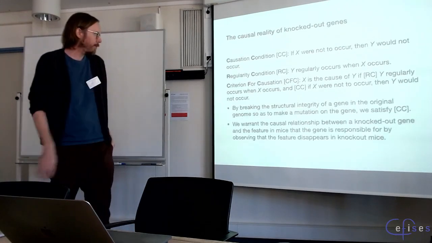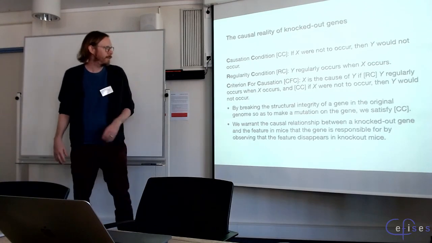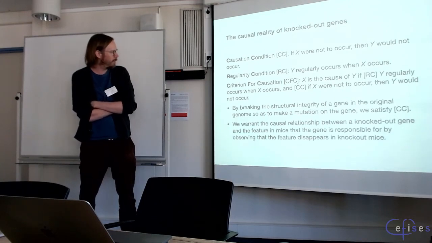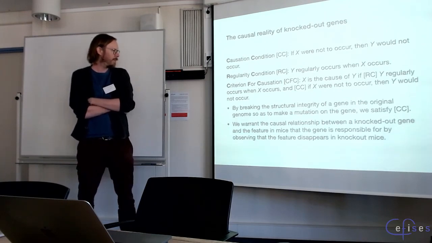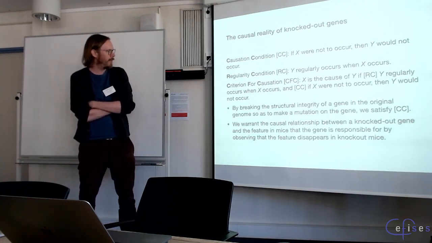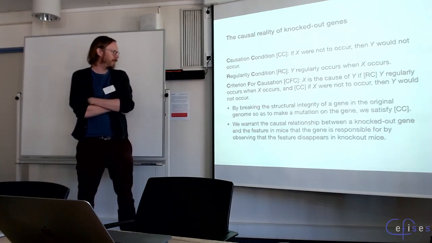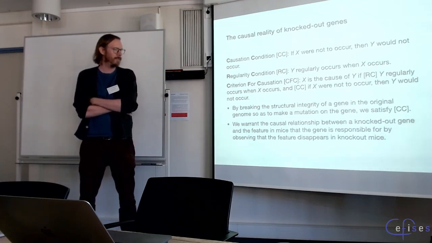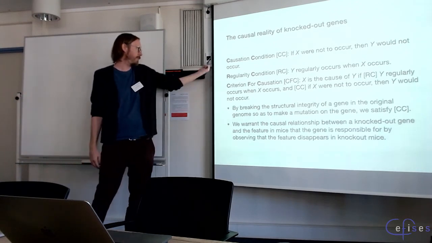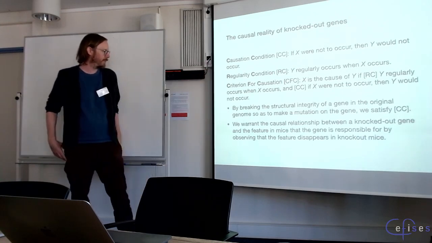So going back to the knockout method, we can also use some additional causal conditions to support the argument. So we have a causation condition: if X were not to occur, then Y would not occur. Regularity condition: Y regularly occurs when X occurs. And then putting these things together, we can say X is the cause of Y if both of those conditions are satisfied.